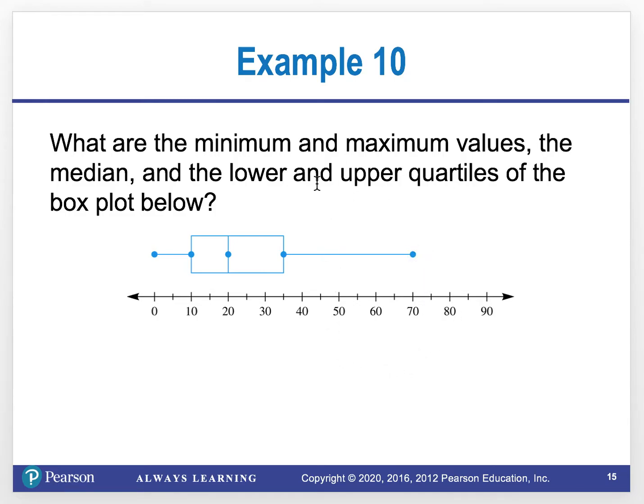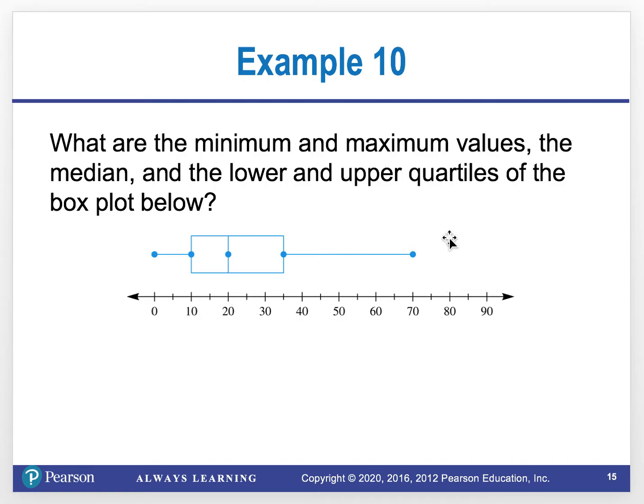So this is asking what are the minimum, maximum, the median, and the lower and upper quartiles. The minimum value is 0, the maximum value is 70 for this set of data. The median is 20. The lower quartile, you can call the first quartile the lower quartile, it's 10. And the upper quartile or the third quartile, either one, is 35.